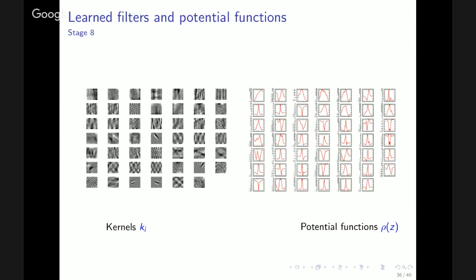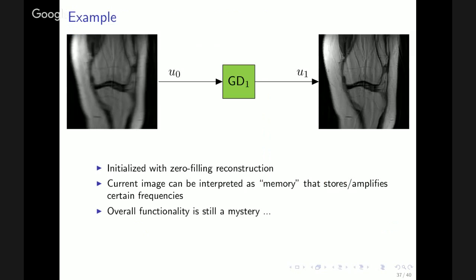And the potential functions also look very similar, a bit more noisy. Maybe it's a problem that we still don't have enough training data, but basically we see more or less the same functions. So this is something very interesting. We still don't know how to interpret it exactly.